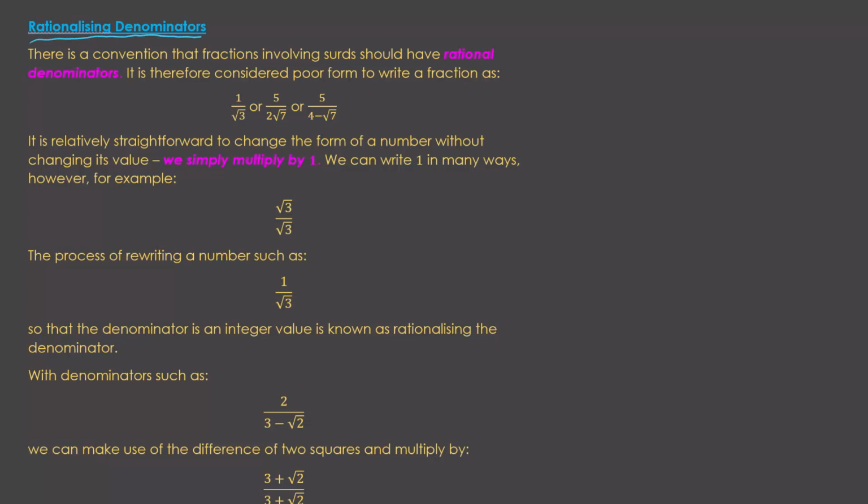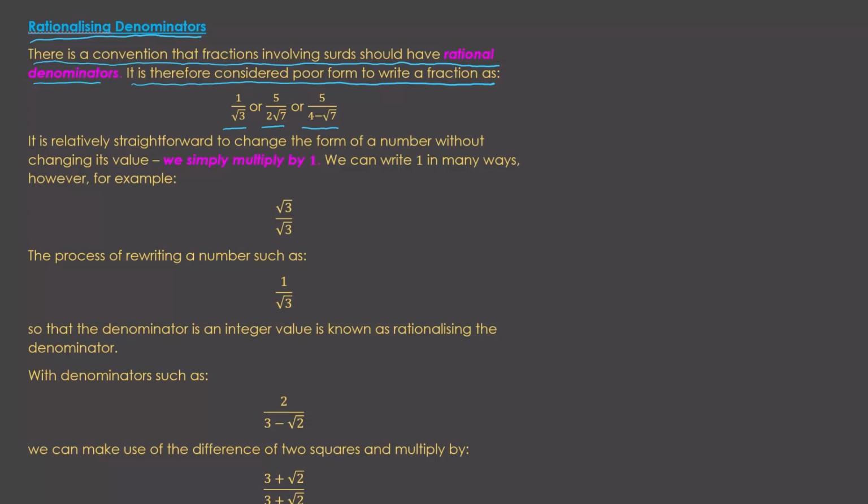Rationalizing denominators. There is a convention that fractions involving surds should have rational denominators. It is therefore considered poor form to write a fraction as 1 over root 3 or 5 over 2 root 7 or 5 over 4 take away root 7.